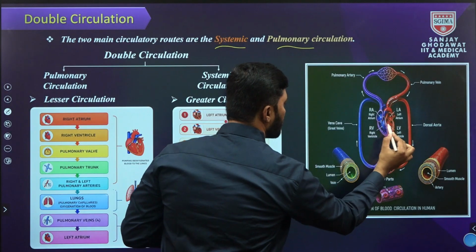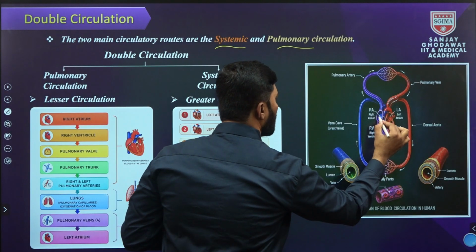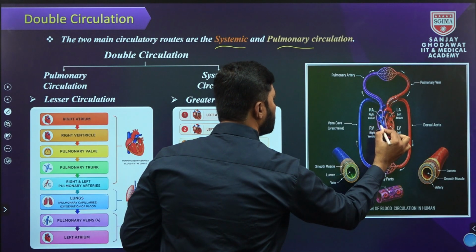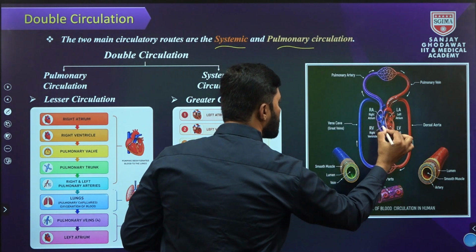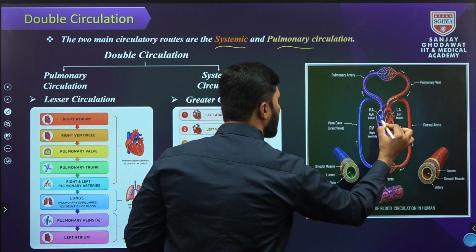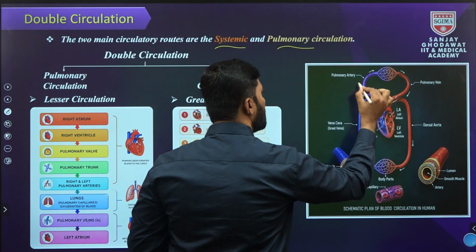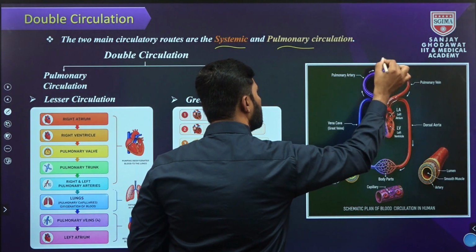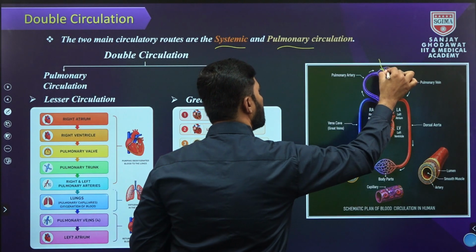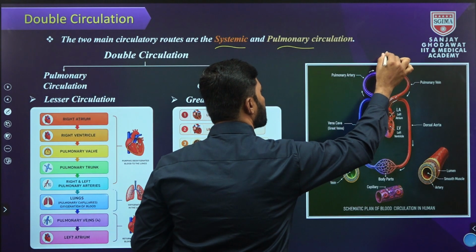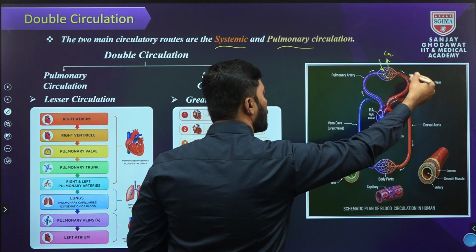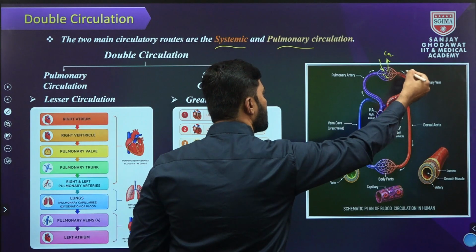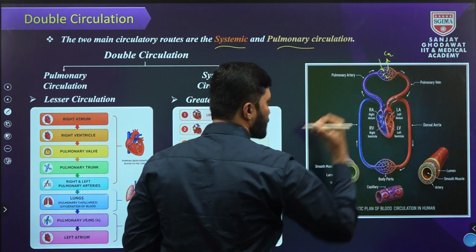Atria are the upper two chambers, then the ventricles. In pulmonary circulation, blood goes from the atria first to the ventricle, the right ventricle, and from the right ventricle to the pulmonary trunk, pulmonary artery, then the lungs. In the lungs, oxygen and carbon dioxide are exchanged. Then the purified, oxygenated blood reaches the left atrium.